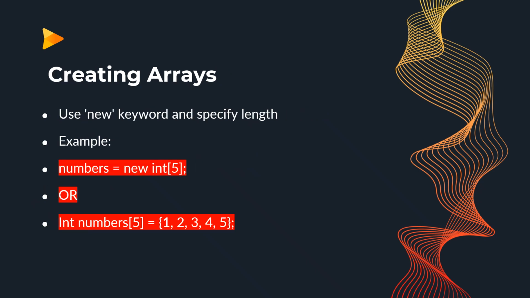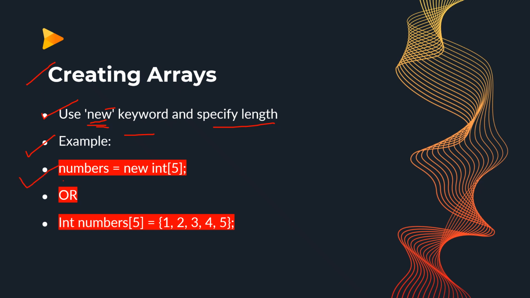Now we will see how to create an array. To create an array we use the new keyword. New is a keyword, like if, else, and for loop, all these are keywords. Keywords are reserved words, so there is no sense in trying to understand new. Just keep in mind that new is a keyword, and we have to specify the length of the array. Now we are going to understand it by using an example.